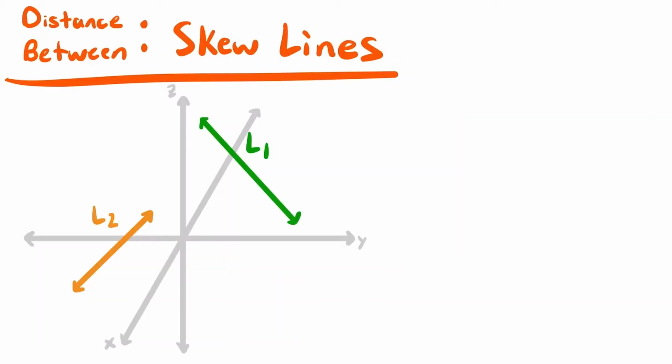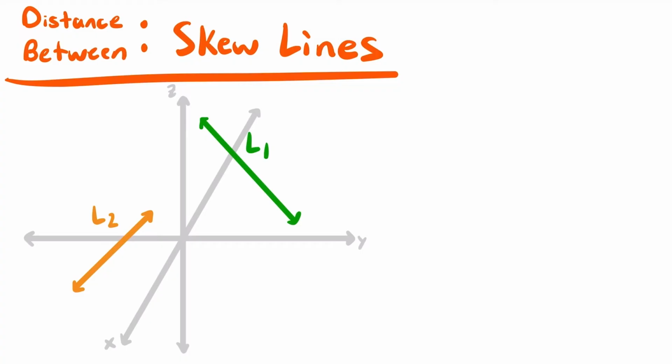Okay, so next up we're going to look at how to find the distance between two skew lines. And remember, skew lines in 3D space are two lines that are not parallel, but also do not intersect. All right, and so here I have two skew lines drawn, lines L1 and L2, and what we want to do is find the distance between these two lines.